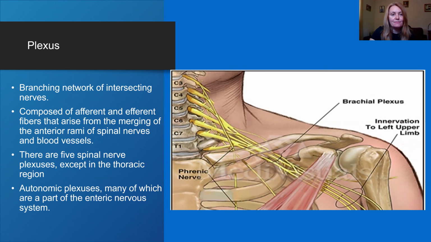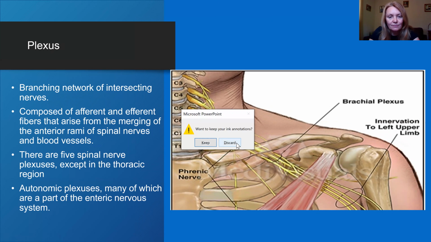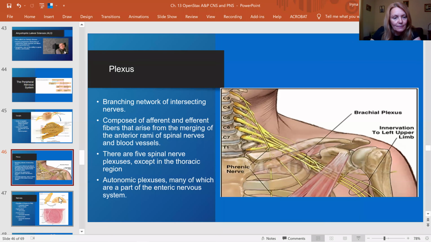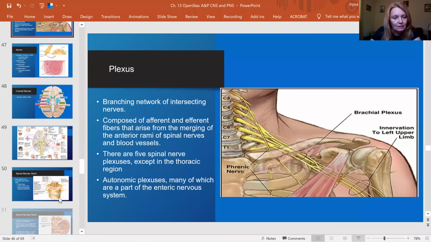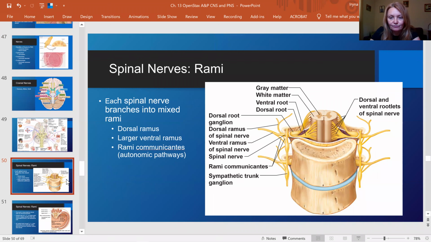Okay, now, what is plexus? So that's again our vocabulary. Plexus is a branching network of intersecting nerves, composed of afferent and efferent fibers that arise from the merging of the anterior rami of spinal nerves and blood vessels. Kind of like, okay, let me see. Let's look at this picture before, and then we'll go back.